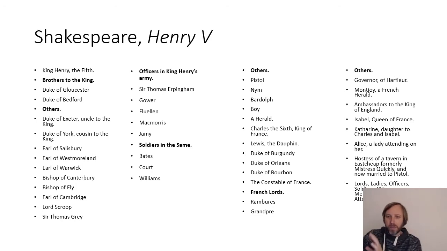So there's quite a lot of people. So if you want to stage a play with your small amateur student group, don't do a history play, because you will need a lot of people.